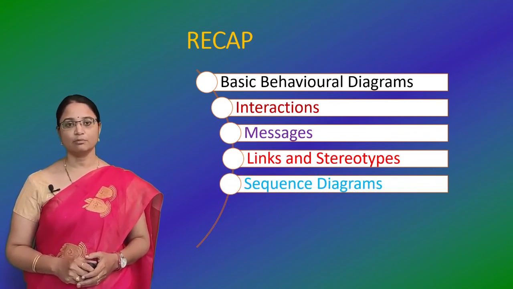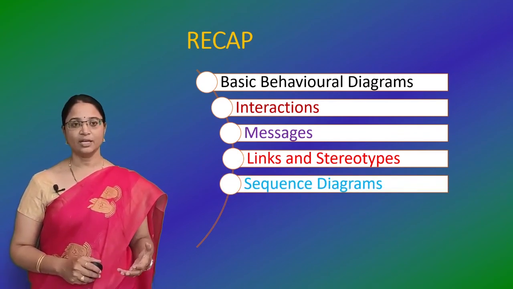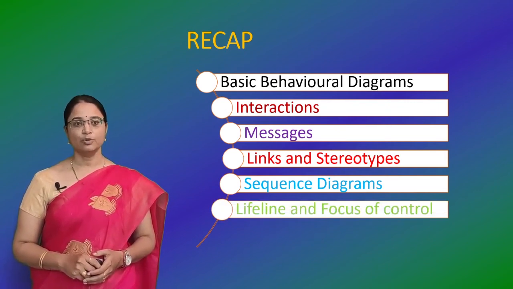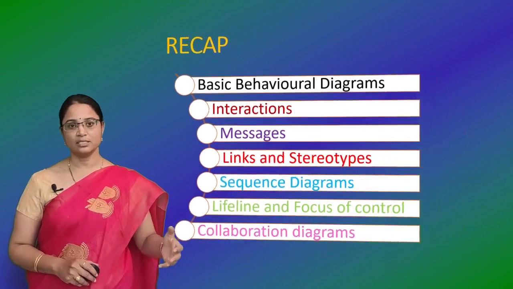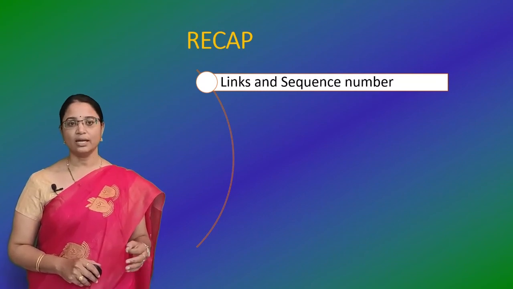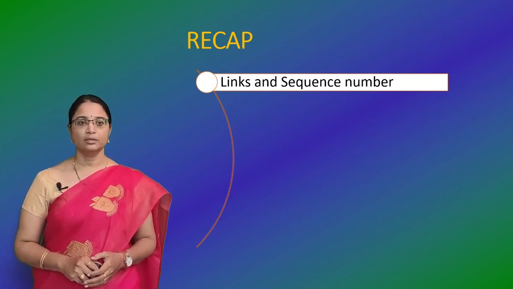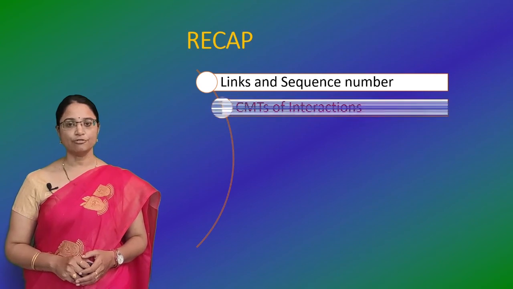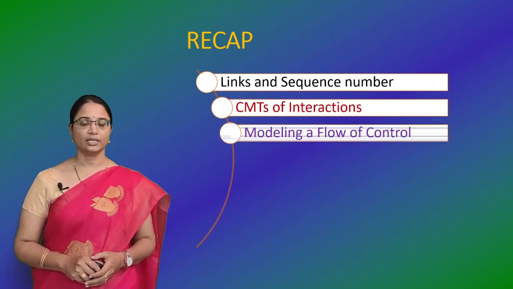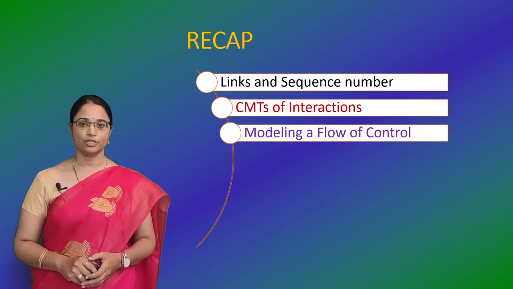In the sequence diagram, we have discussed the lifeline and focus of control. Coming to the collaboration diagram, we have discussed the links and the sequence number. We came to know that the sequence diagram and collaboration diagram are semantically equivalent and isomorphic. And we have seen the common modeling techniques of interactions. In the interactions, we have seen only one common modeling technique, that is to model the flow of control.